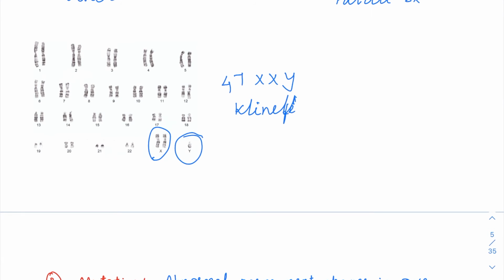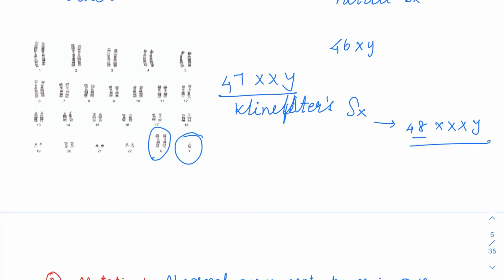genotype for Klinefelter syndrome. In Klinefelter syndrome, you are going to have an extra X. Normally a male is going to have XY, and in Klinefelter's you can have either 1 or 2 extra X. So it can either be 47XXY or 48XXXY. With triple X and Y, you will have to increase the number by one more. So normal male is 46XY, Klinefelter is 47XXY or 48XXXY.